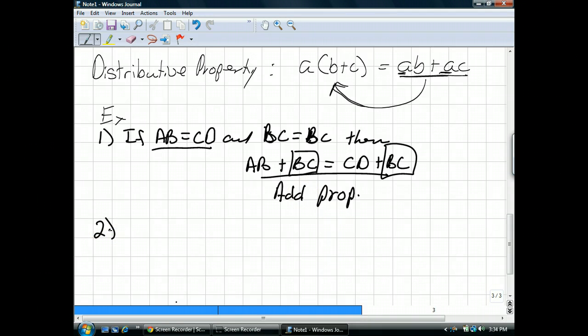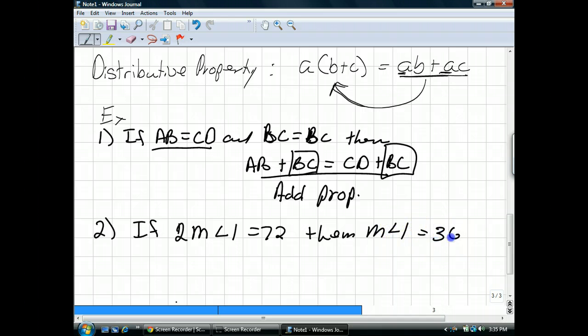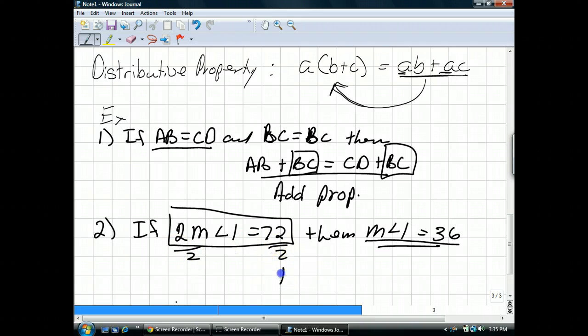Number 2, if 2 times the measure of angle 1 equals 72, then measure of angle 1 equals 36. All right, so this was what we started with. What did we do to that to make it this? Well, we divided both sides by 2. So that was the division property. We applied the division property.